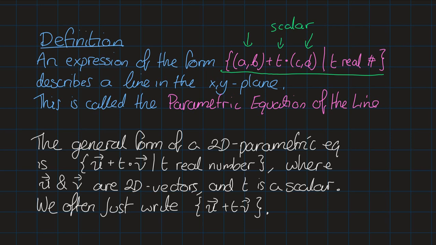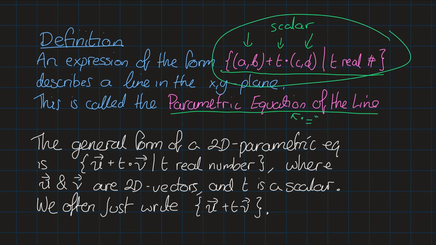t is called the parameter in this parameterization because t parameterizes the line. As you vary t, you vary the point on the line. This type of expression is called the parametric equation of the line. And this might freak you out at first because the word equation might make you think that you need to have an equals sign somewhere. But there's no equals sign in this thing. But that's okay. This is still what's called the parametric equation of the line.